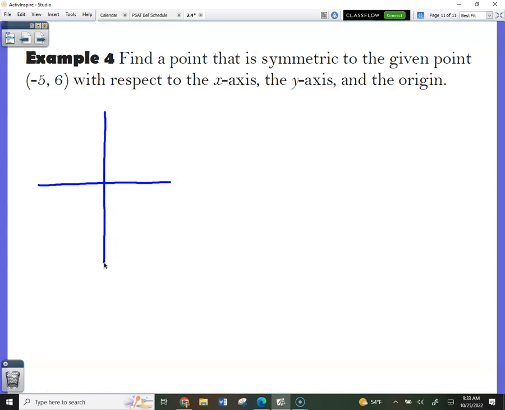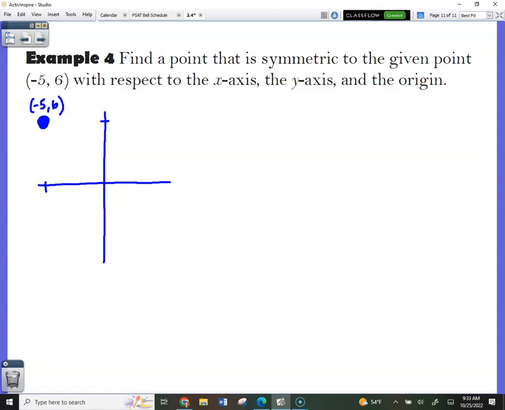What quadrant is negative 5, 6 in? What quadrant? Y'all better know it. Y'all take my pre-cal, know it. That's quadrant 2. So negative 5, 6, it's probably right there, right? I'll just make it really big. That's our starting point. It's negative 5, 6.